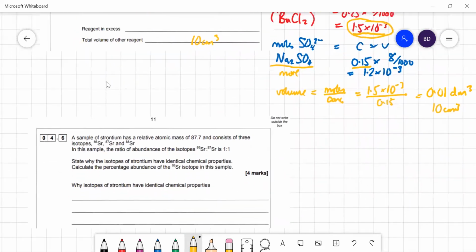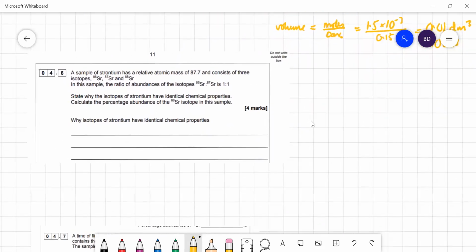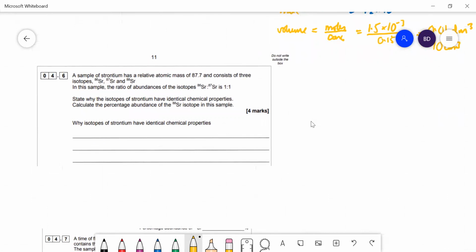Okay, so now this is not really anything to do with the S block elements anymore, even though strontium's in the S block. This is working out relative atomic mass. Okay, right. Let's just do this first bit first. Why do these three isotopes of strontium all have identical chemical properties?